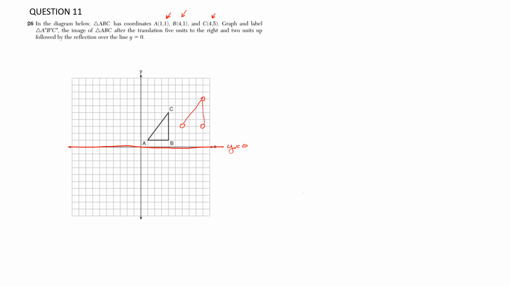And because this is our intermediary triangle, we'll just label it with singular prime, right? A prime, B prime, C prime. Now we can use the coordinates as well. A starts at (1,1). So shifting 5 units to the right means we add 5 to the x value, right? So 1 plus 5 is 6. It's going to be our A prime, 6, comma, and we're adding 2 to the y value, which starts at 1. Now we're adding 2, we're getting 3. Let's do the same with B prime. B starts at (4,1). It becomes (9,3). And C starts at (4,5), and that becomes (9,7).